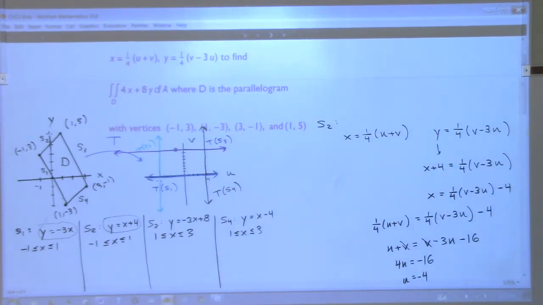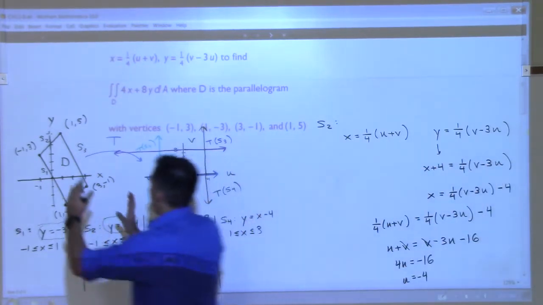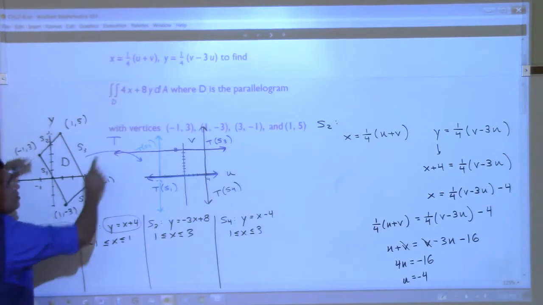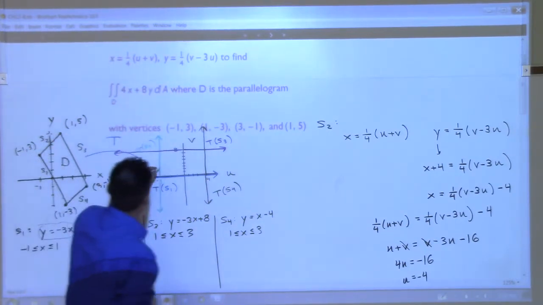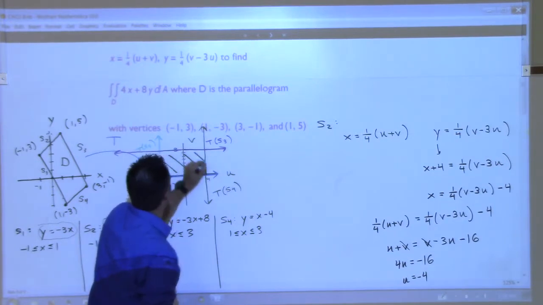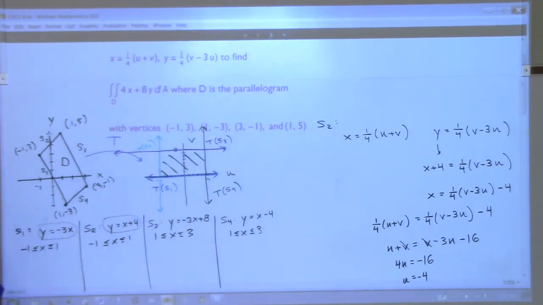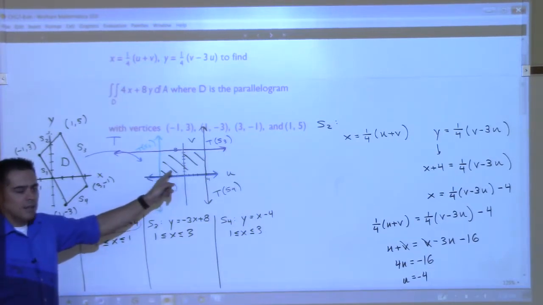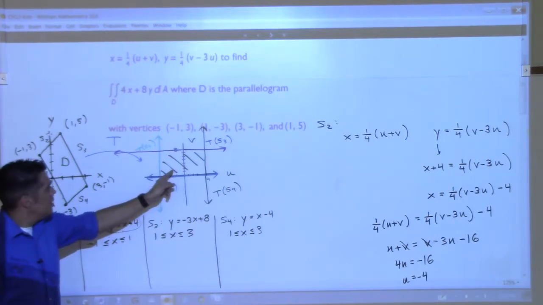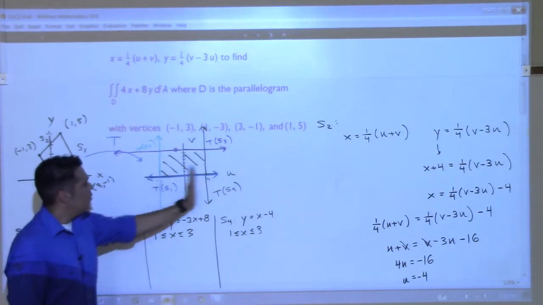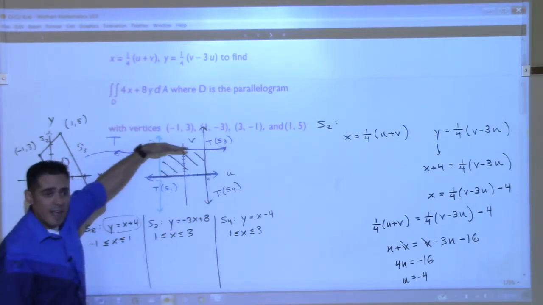So do you see the region of integration now? This parallelogram in the xy plane under that transformation gets moved over to that rectangle. All right? Isn't that nice? Because to do this double integral, you will have to just integrate from negative 4 to 4 and then from 0 to 8.